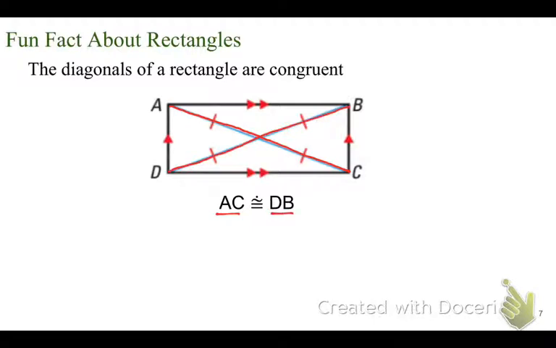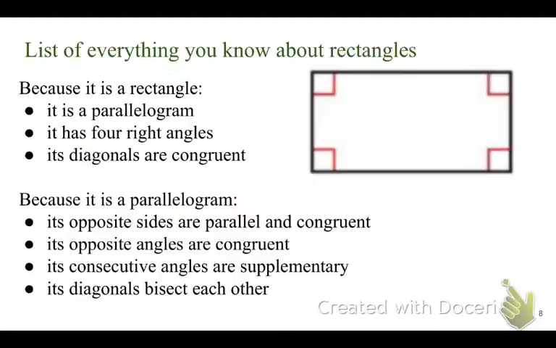Okay, and because a rectangle is a parallelogram, just like a rhombus was, we know that these individual halves of the bisectors must be equal also. So that's a new fact about rectangles. That's only true for rectangles. Okay, so let's look at everything we know about rectangles.